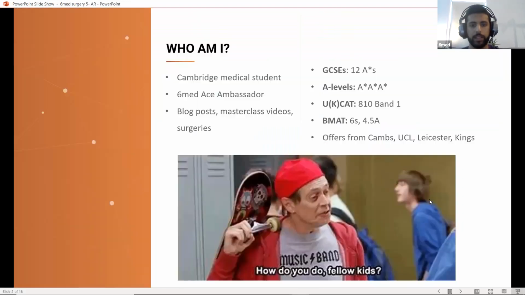Okay, so welcome to the SixMed surgery. Those of you who have been to previous ones have seen this slide before, but my name's Hardeep. I'm a Cambridge medical student. I'm just transitioning into my final year, actually. So I'll be starting my finals revision and that sort of thing. But obviously, I've been through this process. I went through it quite a while ago now, but since then I've been helping with SixMed and some of my own personal stuff.